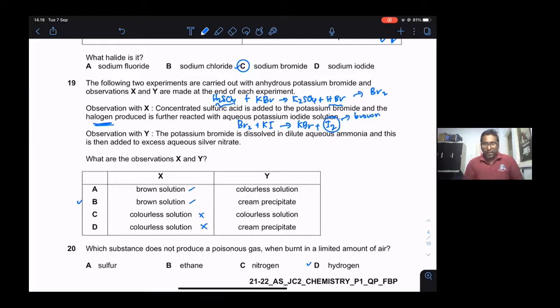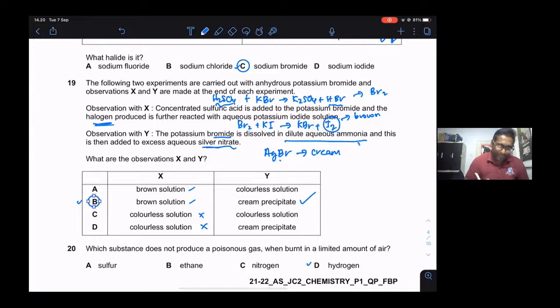Let's look at the observation with Y. The potassium bromide is dissolved in dilute aqueous ammonia. This is added with aqueous silver nitrate. Silver nitrate means we are talking about AgBr, which we already discussed just now, will give you a cream precipitate. When you dissolve AgBr in dilute aqueous ammonia, it is not enough to dissolve this precipitate, unless we are using concentrated ammonia. So the cream precipitate will stay, and we are going to be able to see that cream precipitate. Therefore, the answer is going to be.